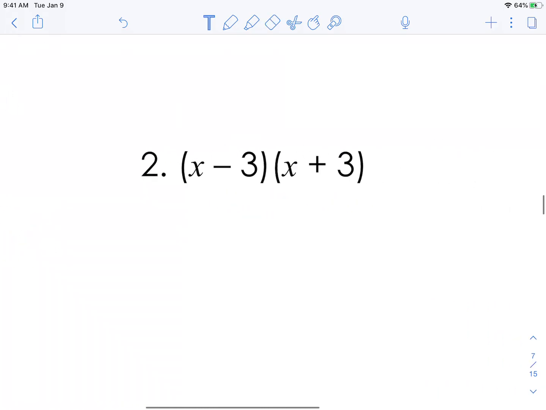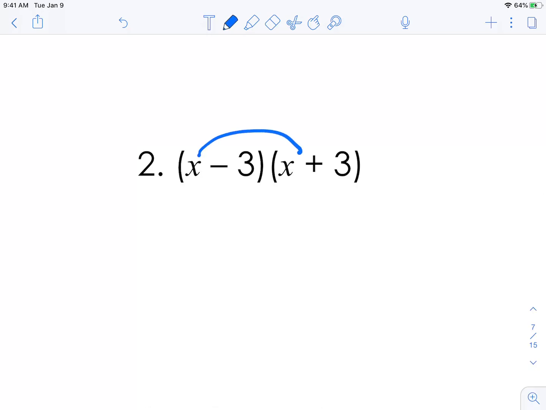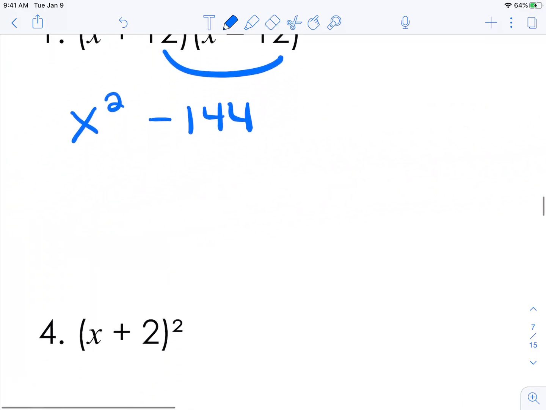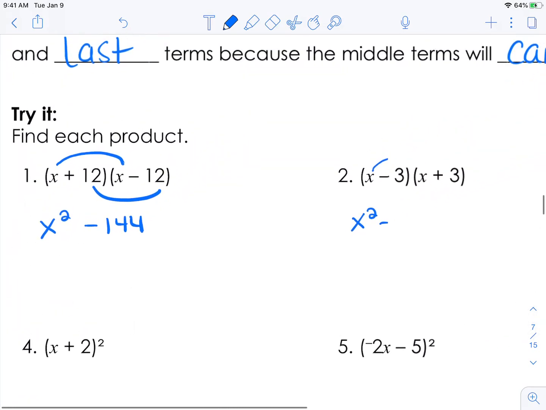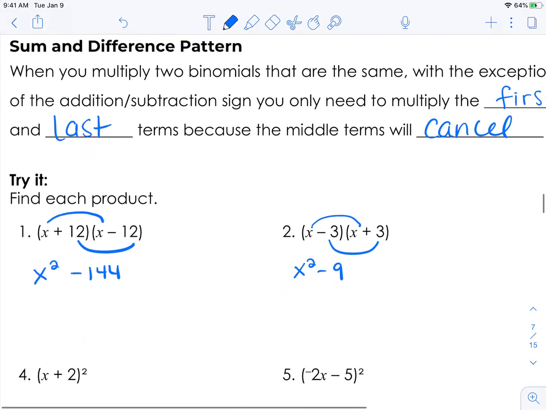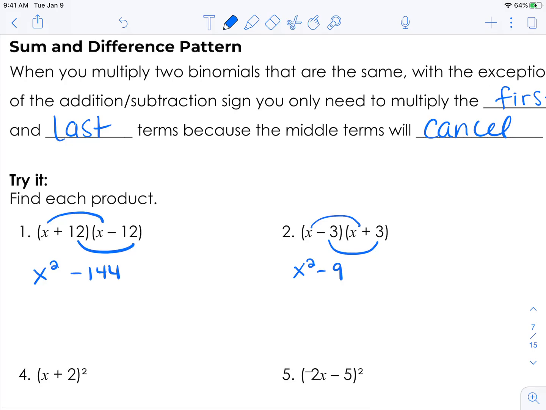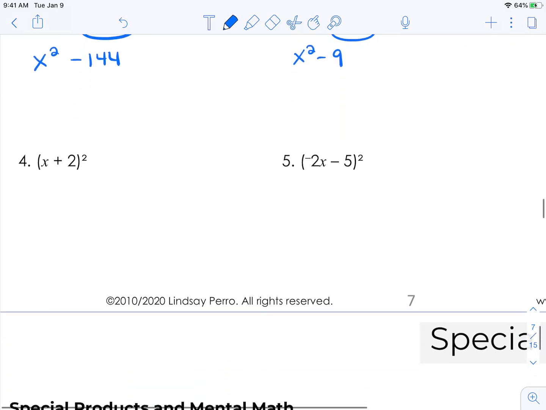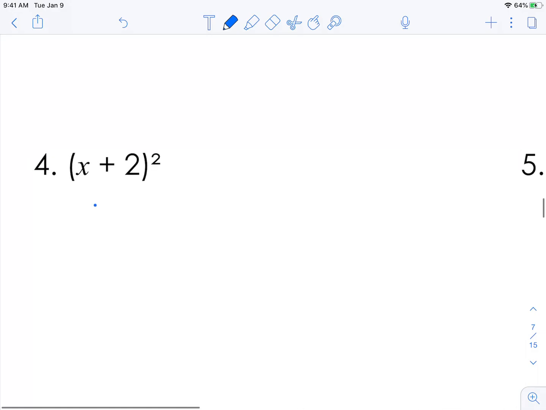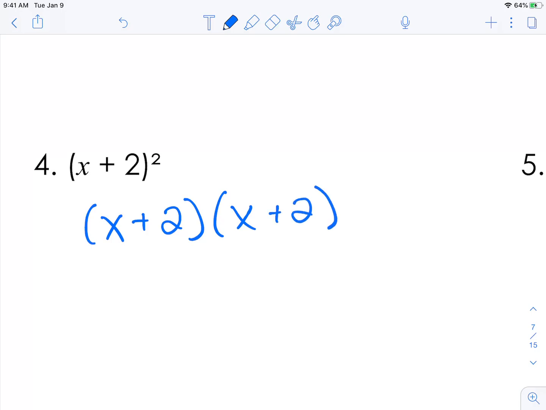Here, first is x squared, last is minus 9. And your answers are always going to be a subtraction when you have the sum and difference pattern. Okay? Now down here we have a review of squaring a binomial. And this one I'll write out the right way, and I'll do the full FOIL. And the next one I will do the quicker way with the doubling of the product on the inside.